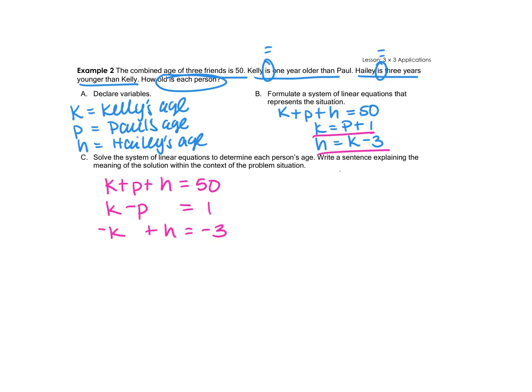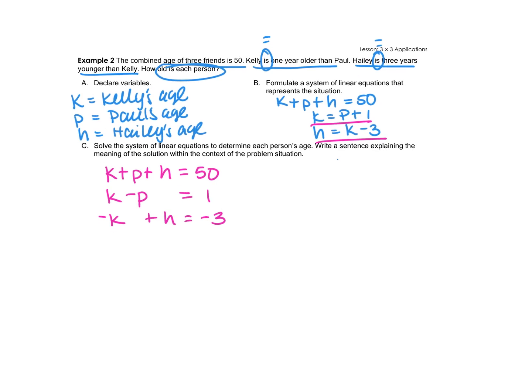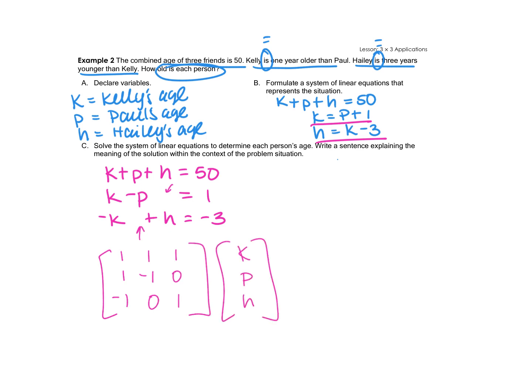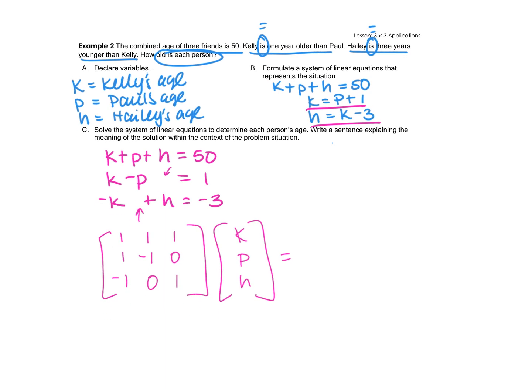Okay, so on number 1, we set up an augmented matrix. So this time I'm going to set up an inverse, so that way you just kind of remember reviewing both of those. So an inverse matrix, we would have 1, 1, 1, negative 1, 1, 0, negative 1, 0, 1. Notice there's no P in the second row's last entry and no H in the second, so those are 0. And then we set up our three variables K, P, and H. This is just a matrix equation. And then our constants are 50, 1, and negative 3.